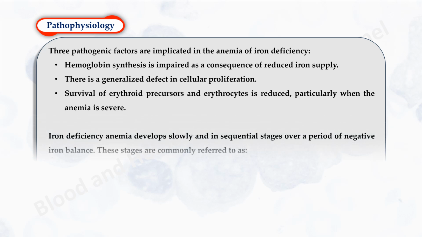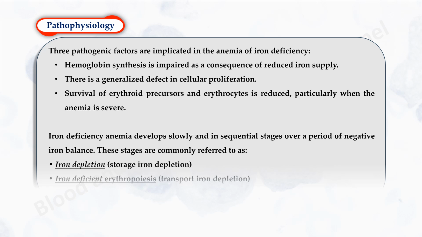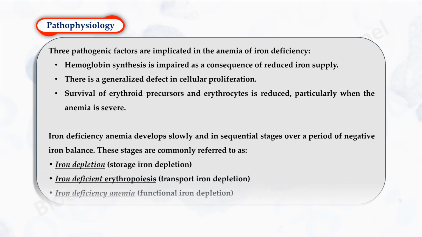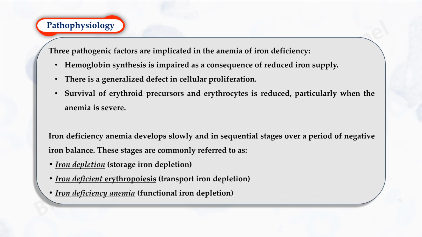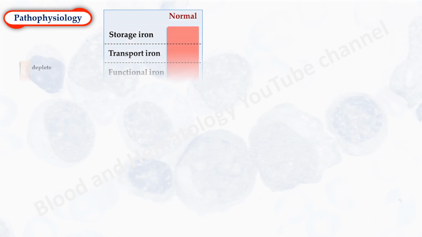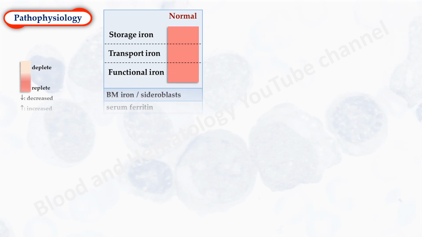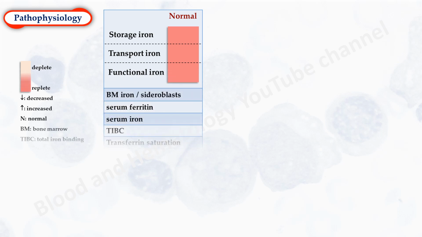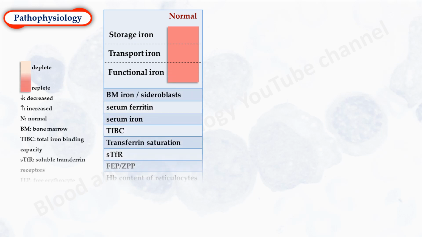Iron deficiency anemia develops slowly and in sequential stages over a period of negative iron balance. These stages are commonly referred to as iron depletion, iron deficient erythropoiesis, and iron deficiency anemia. Laboratory evaluation of iron status and complete blood count are helpful in defining three stages of iron deficiency anemia.